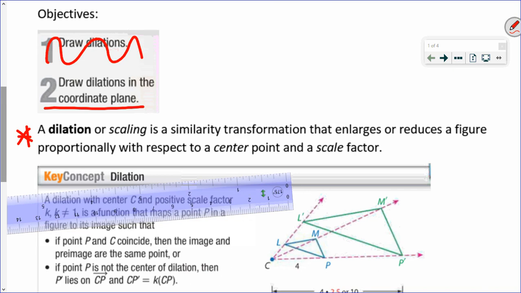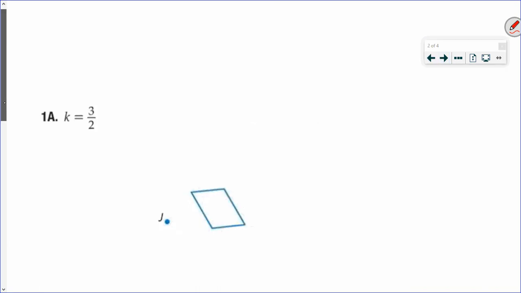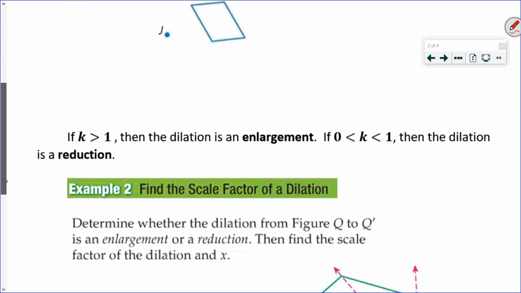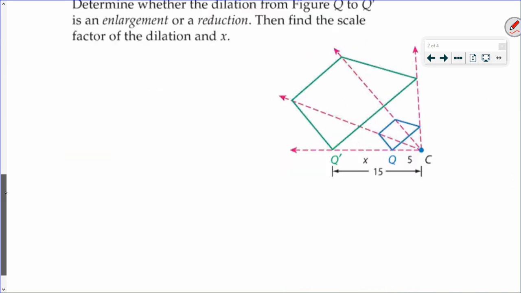A dilation or scaling is a similarity transformation that enlarges or reduces a figure proportionally with respect to a center point and a scale factor. All right. So that first example and this example are both just drawing dilations, not in the coordinate plane, so not really too worried about them.